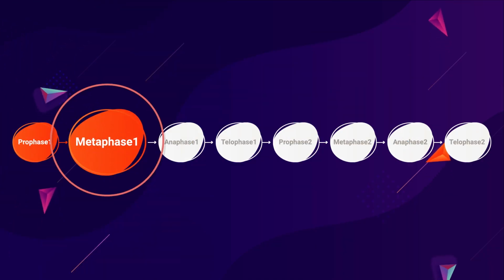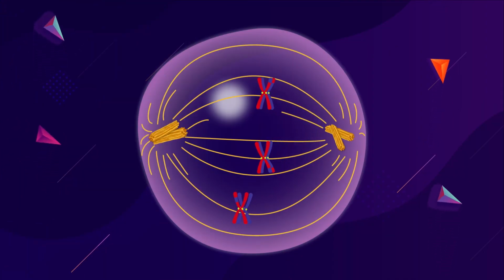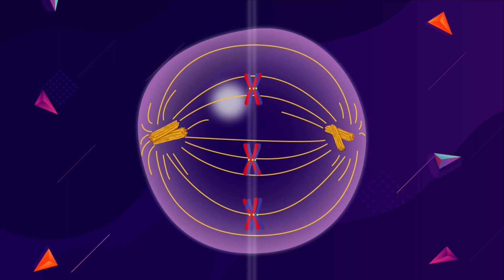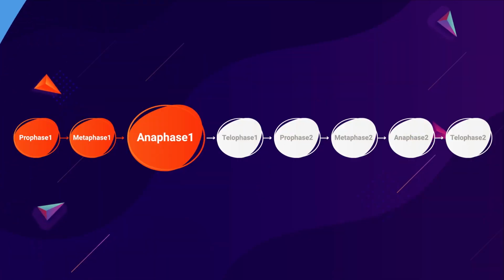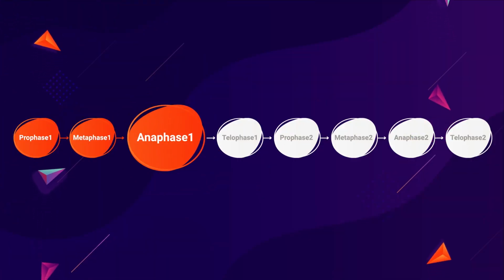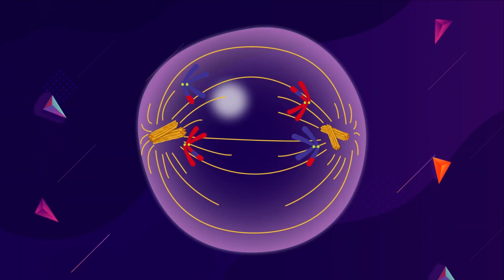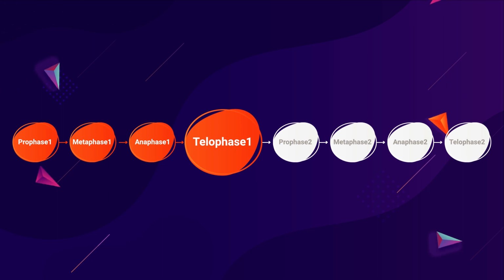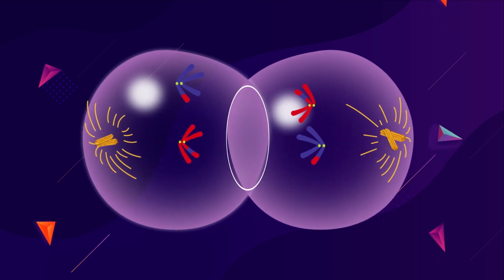In metaphase I, the chromosomes are going to be in the middle of the cell. It's a little different from mitosis because they're still going to be in pairs in the middle of the cell, so it's not a single file line. In anaphase I, the homologous chromosomes separate and move toward opposite poles. Meiosis I ends with telophase I, when chromosomes decondense and the nuclear envelope reforms.